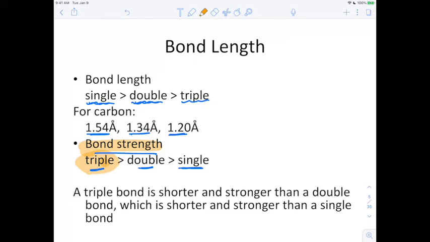So the double bond is definitely stronger. You have to put in more energy to break it. But it's also shorter because it's not going to stretch as much. It's got more tension on here.